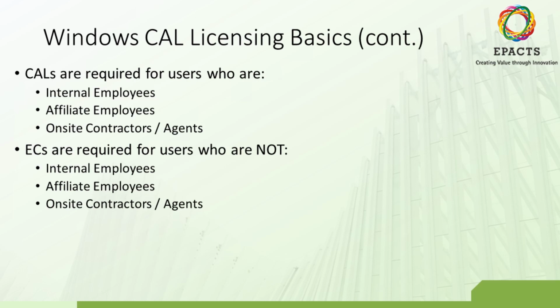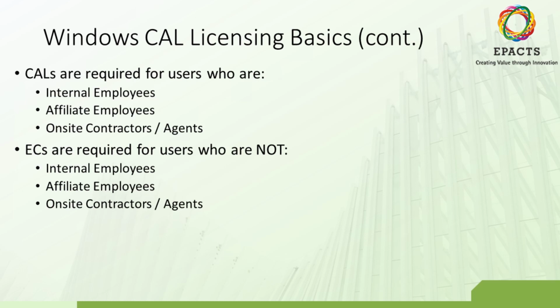Moving on. Coming to where CALs are required: internal CALs are required, as I explained earlier, for internal employees. Affiliate employees are basically your outsourced employees, contract employees or agents. And we also have, for web servers, external connectors. As we saw earlier, external connectors are for people who are not under these three classifications. External connectors are required for people who are the general public.